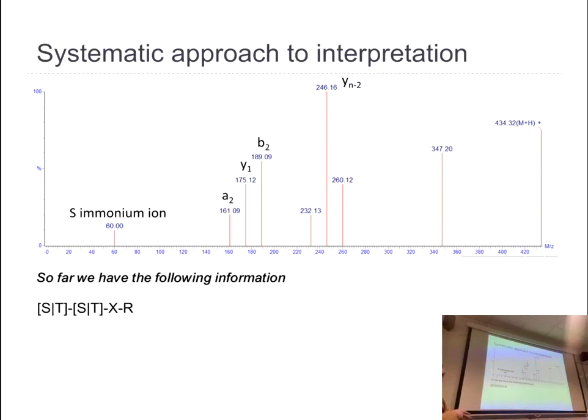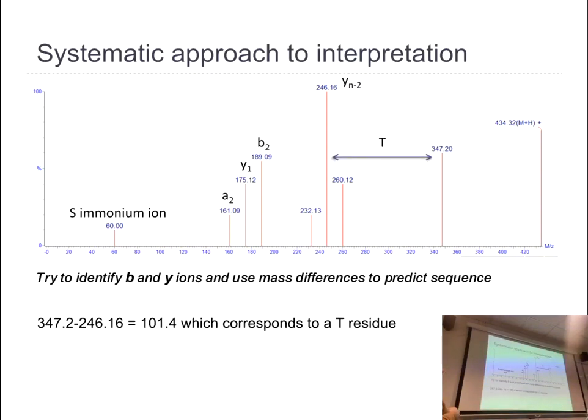So basically now you grab a coffee and you say, okay, where are we now? Let's take stock. What we think is we've got the S here. We think this is the A2, the Y1, the B2, and the YN minus 2. So from a sequence point of view, we have S or T in the first position, we don't know if it's ST or TS, then X or many X's, we don't know, and then R. And now is the easy bit.